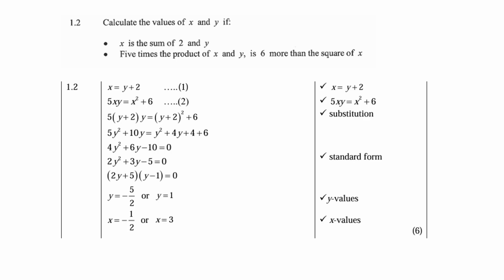Call that equation 2. Now we can substitute equation 1 into equation 2. Right? Get rid of the brackets, transfer all the terms to the left hand side and also collect your like terms. Then of course you can either factorize or you can use the formula. If you factorize, you get 2y plus 5 into y minus 1. So therefore y is negative 5 over 2 or y is 1. Then to get x, resubstitute y equals minus 5 over 2 or 1 into equation 1, and then we get x equals minus a half or x equals 3.